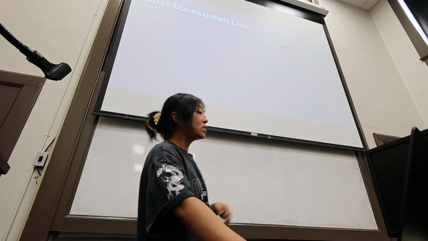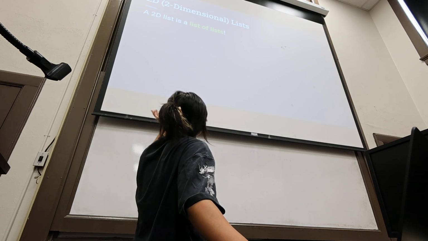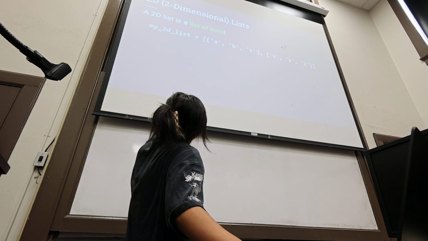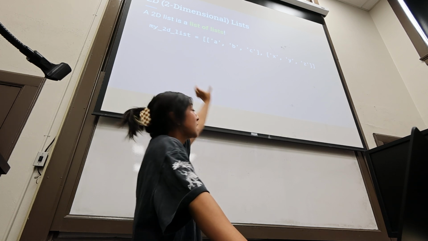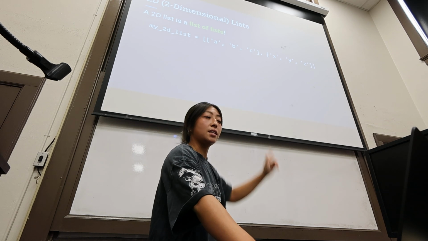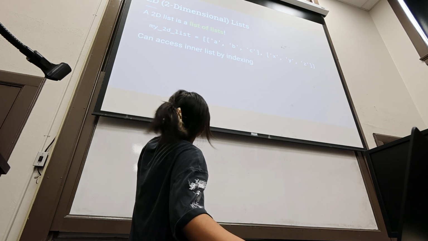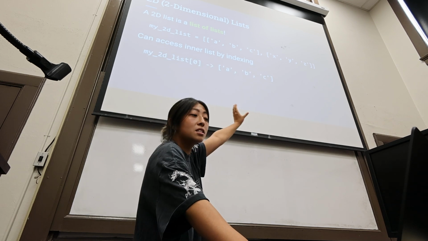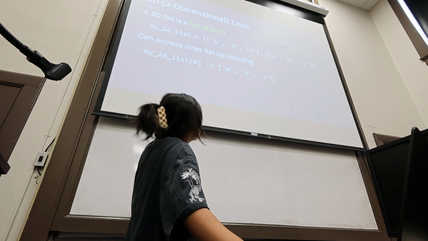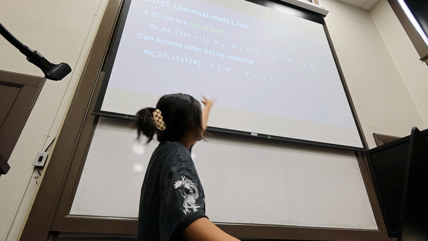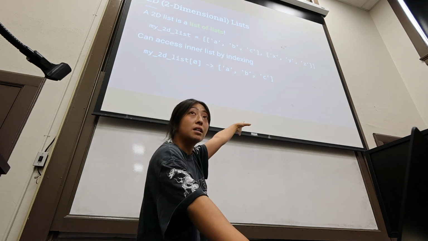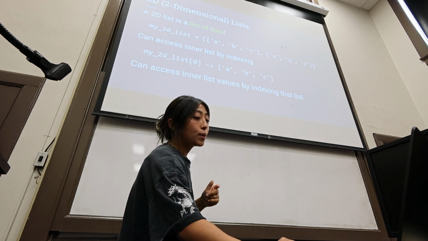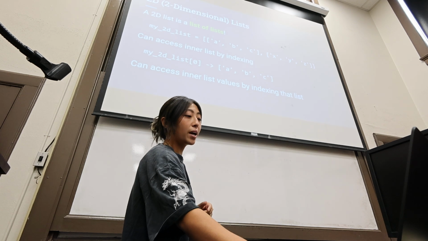Okay. So 2-dimensional lists. A 2D list is just a list of lists. So an example of this would be this list with sublists as A, B, C, and X, Y, Z. You can access the inner list by indexing, right? We just saw this. So if I wanted to get the first list, I would say my 2D list at the 0th position is ABC, right? The list with these 3 strings. And then you can access the inner list values, so values within this list, by then indexing into that list, right? And we just saw this.